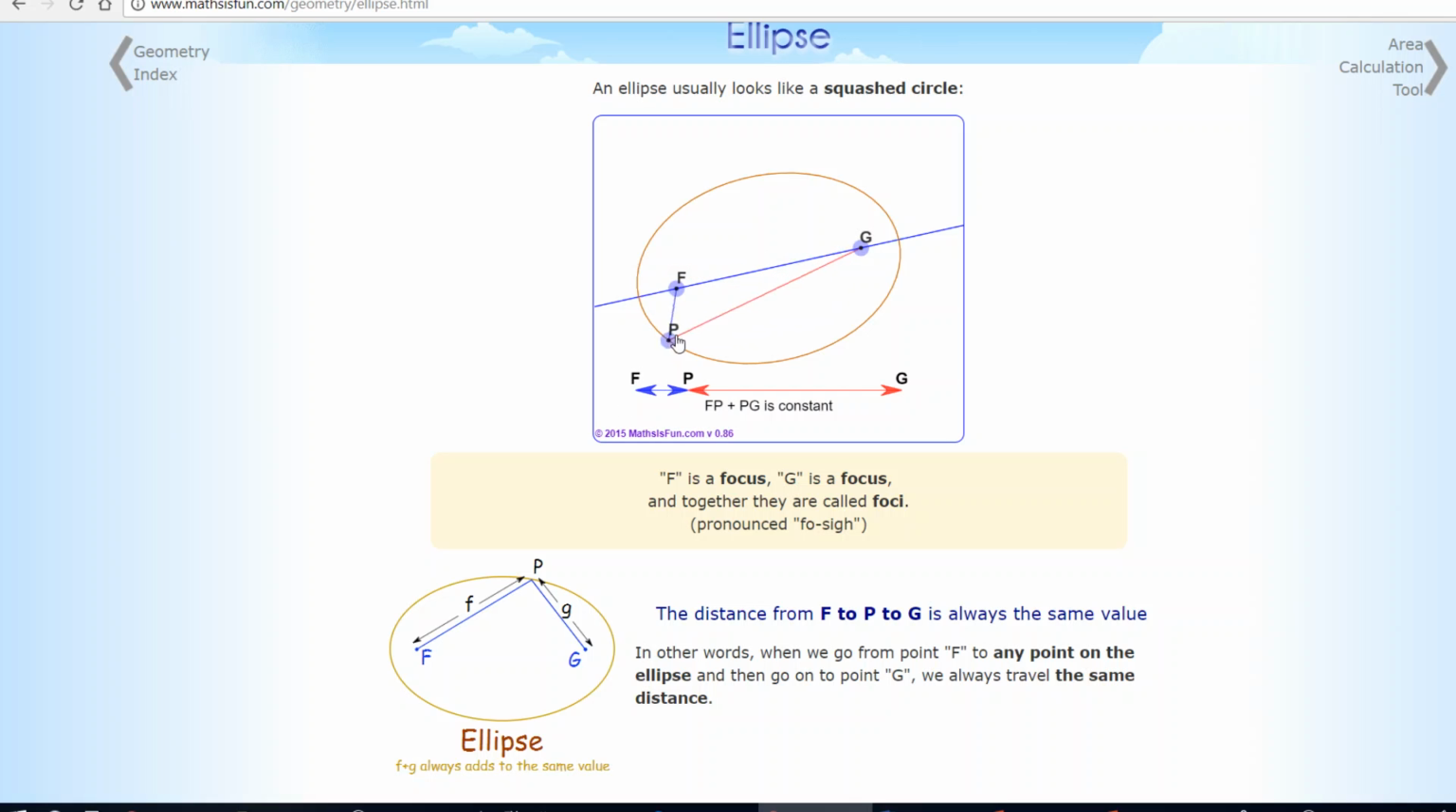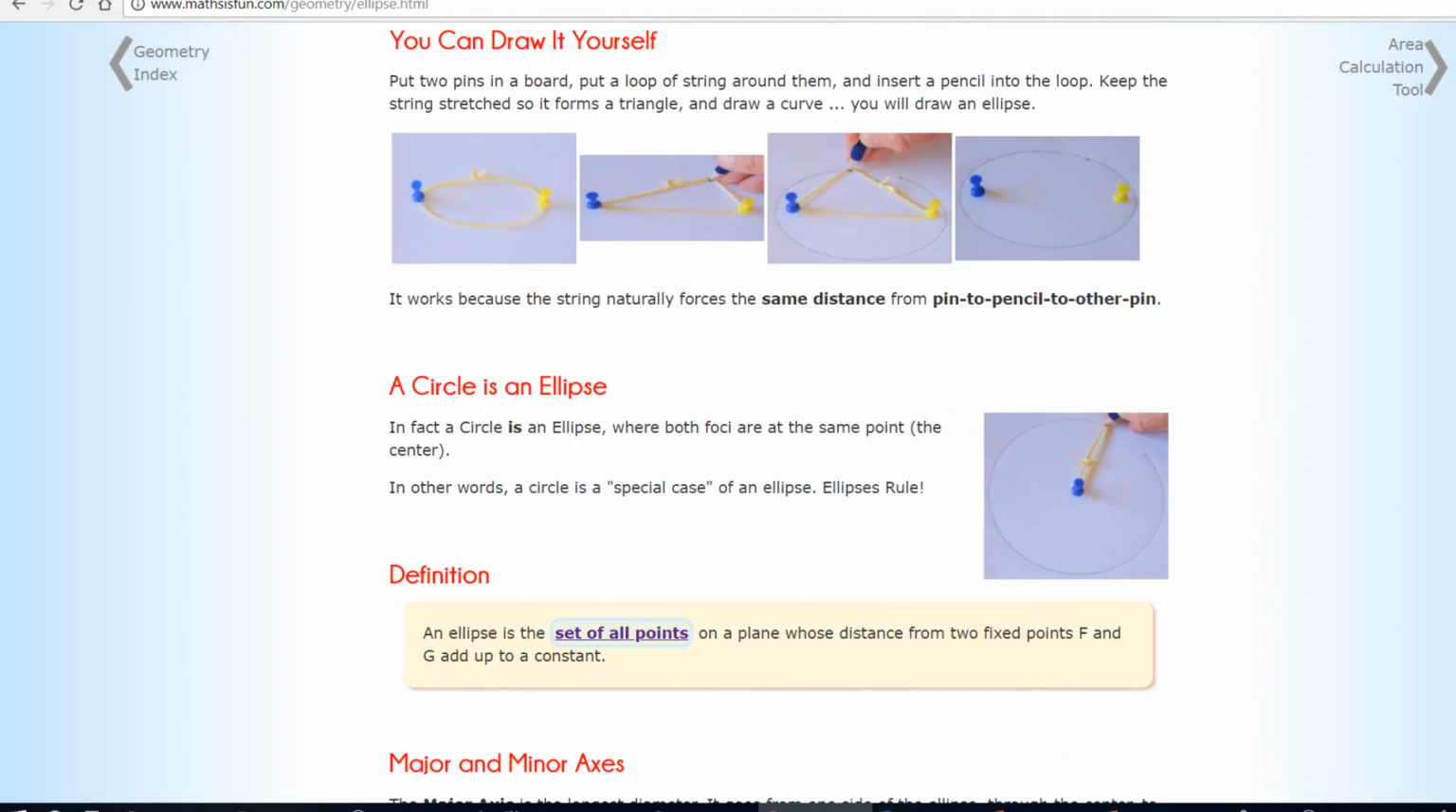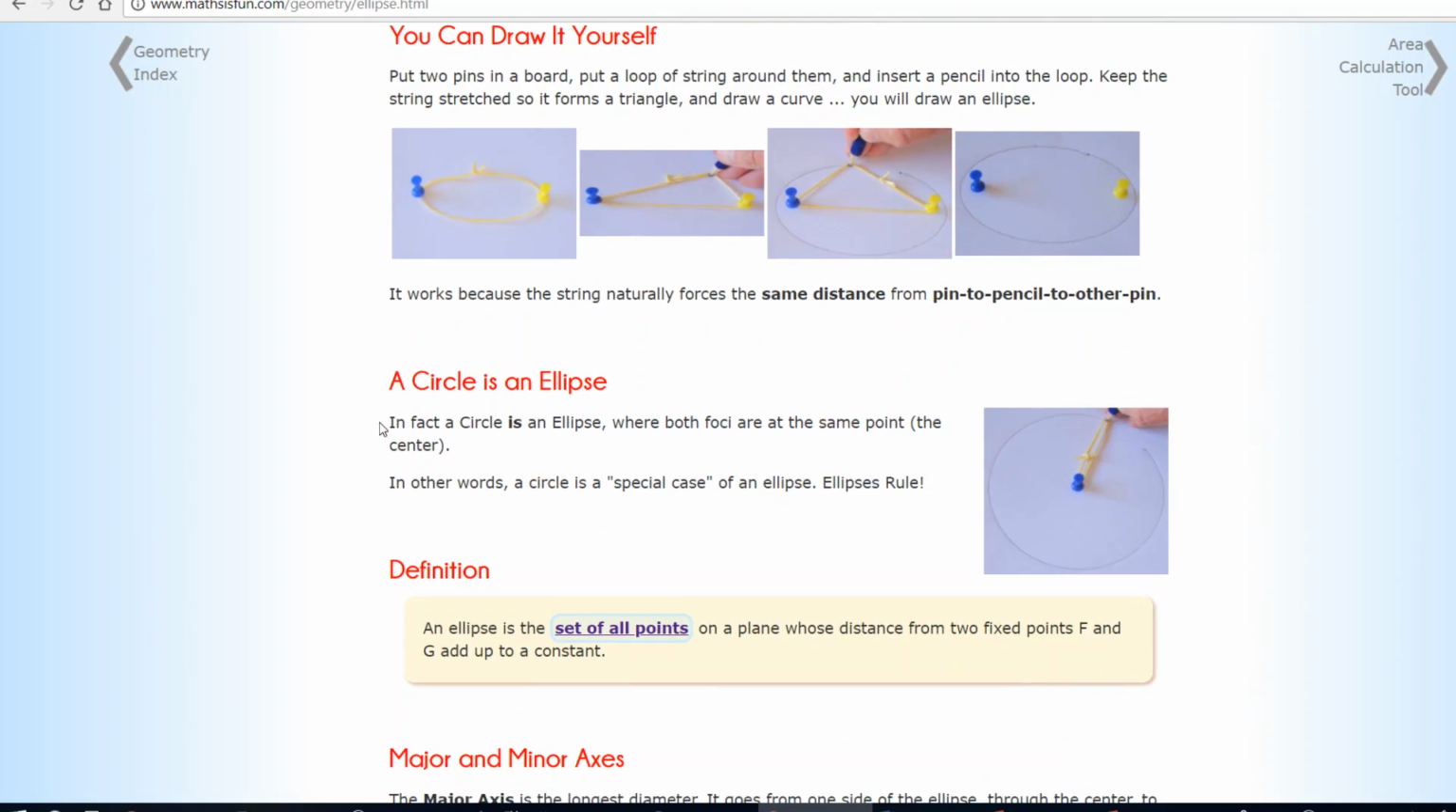All right, so it's always the same distance, and that makes the definition of an ellipse. A few other things about an ellipse. A circle is actually an ellipse where both the foci are at the same point, which is the center. In other words, a circle is a special case of an ellipse.